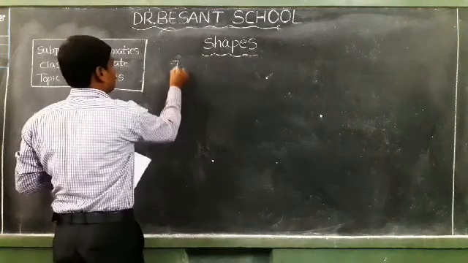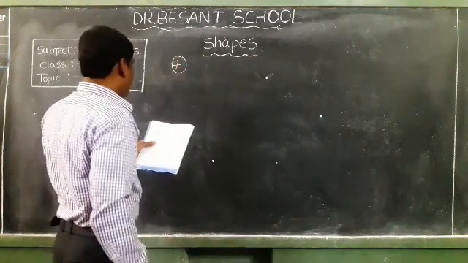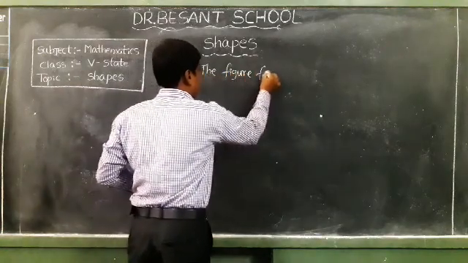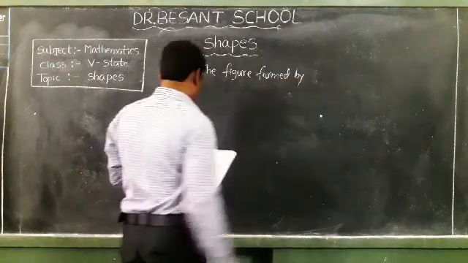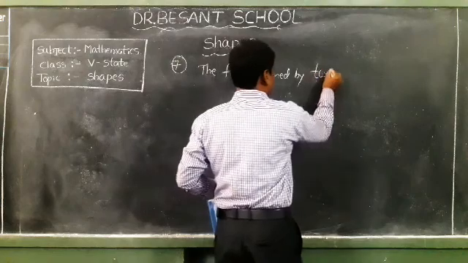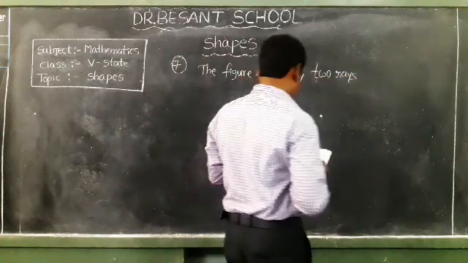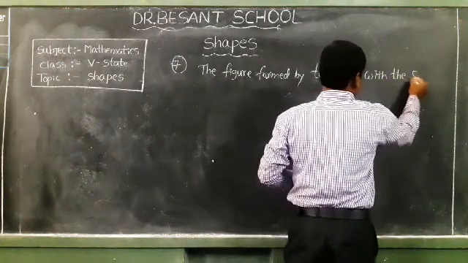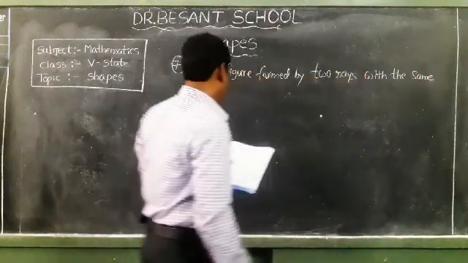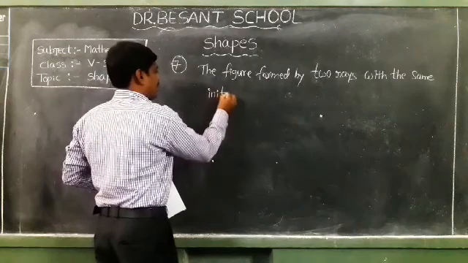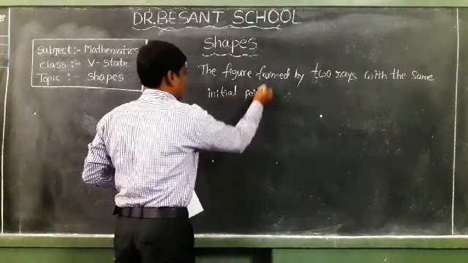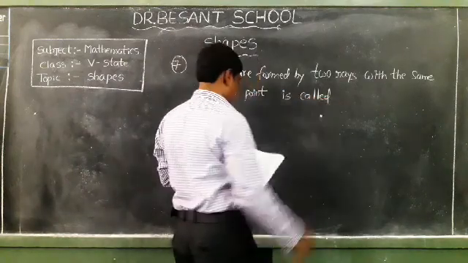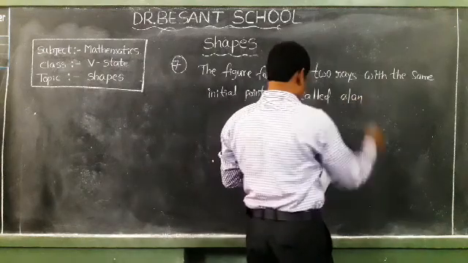Next, go to seventh question. The figure formed by two rays with the same initial point is called dash.